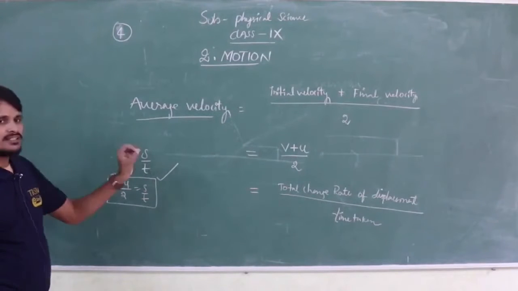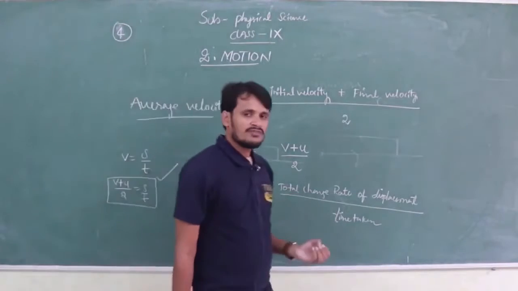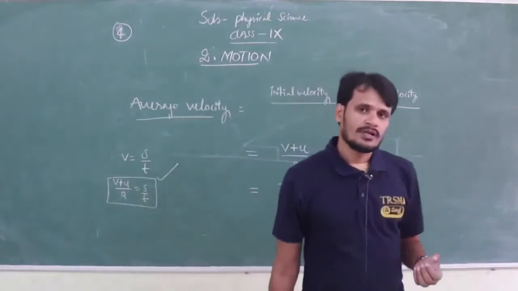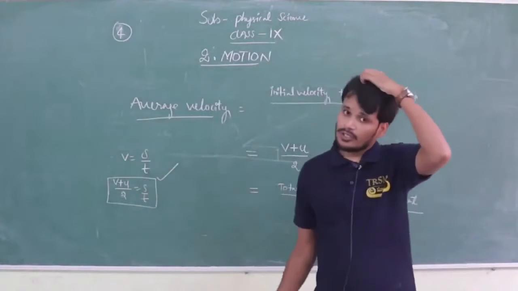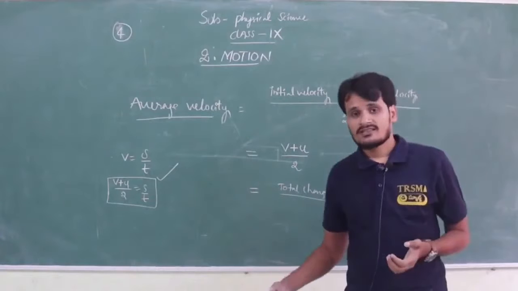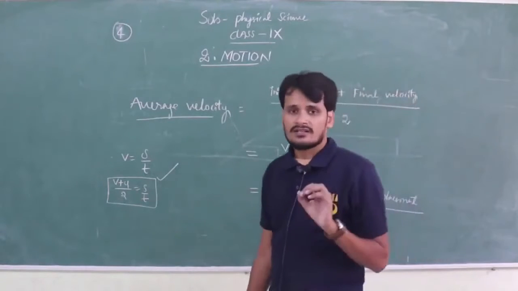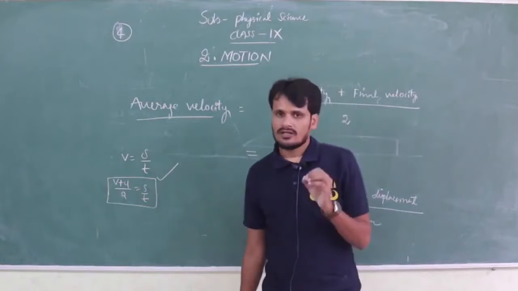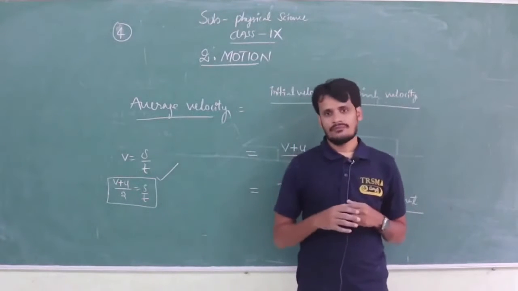What is velocity? What is initial velocity? What is final velocity? What is average velocity? What is the relationship, and how can we find displacement by using velocity? By using displacement, how can we find the velocity? These are the important relationships for us, and they continue in the remaining chapters also.